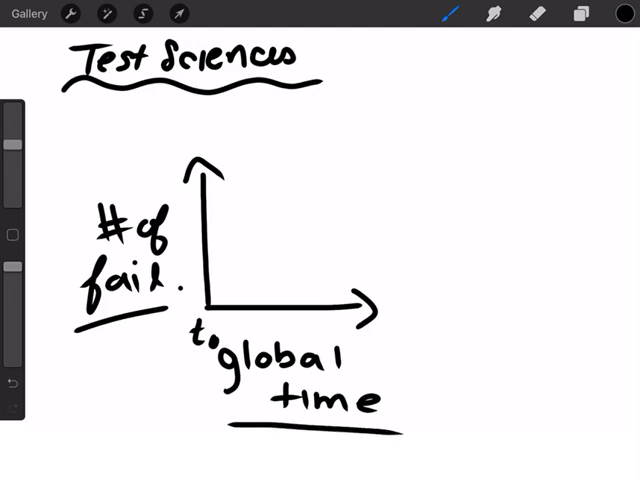Now remember, global time simply means cumulative time, or a running clock. So we didn't start the clock over when we observed our first failure at t sub 1. Rather, we hit stop, repaired it, hit resume, and continued using the system. And repeat. So if we observed another failure, we would increment by 1, hit stop, repair, operate, and we got this staircase-looking graph.